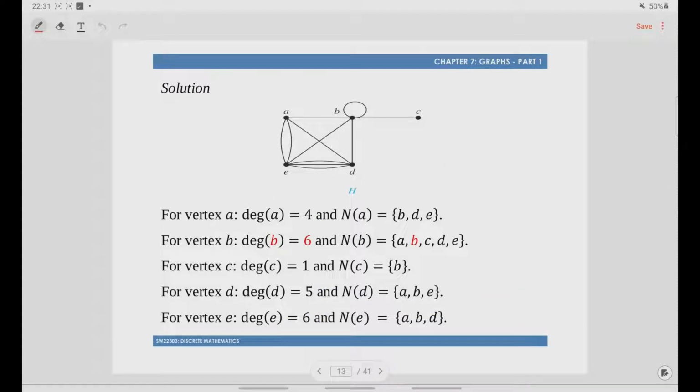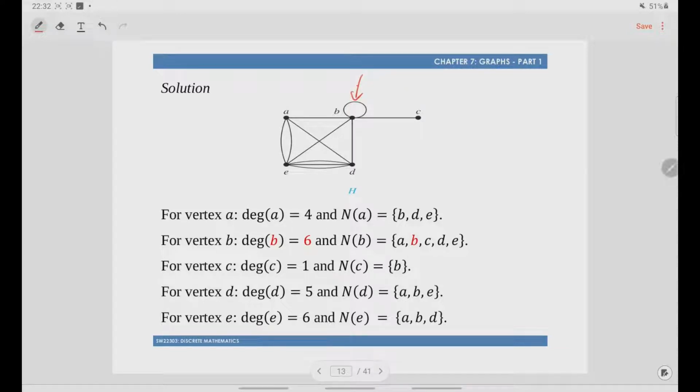So this is the solution. To answer this question, you need to understand the definition of degree, also the definition of neighborhood. So recap. What is degree? The degree of a vertex in an undirected graph is the number of edges incident with that vertex. And a loop at a vertex contributes twice to the degree of the vertex. As you can see, we have a loop here, so be careful with that.